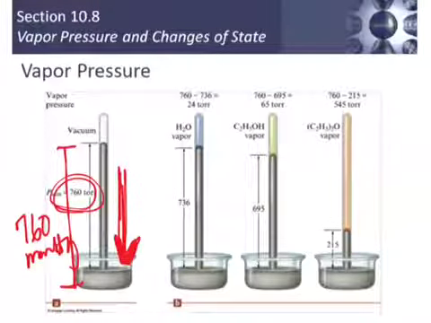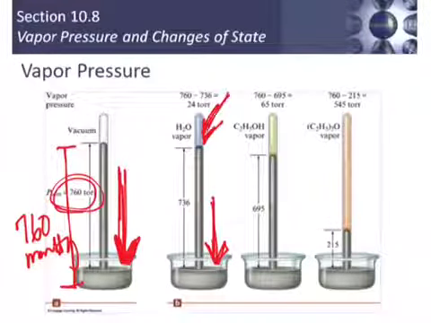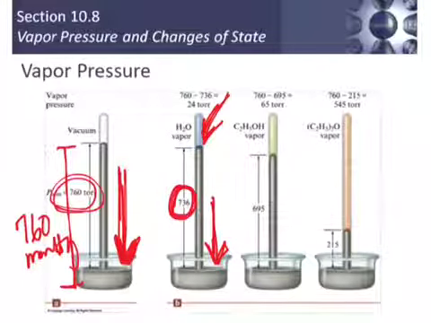Now, if we were to take that same thing and put it over some water, we're going to have our atmospheric pressure, but we also have vapor pressure from our water that is counteracting that, pushing up against it. So we see that the column moves down a little bit. Instead of being at 760, now it's down at 736. When you take that difference, that gives you the vapor pressure of water, which is 24 torr.